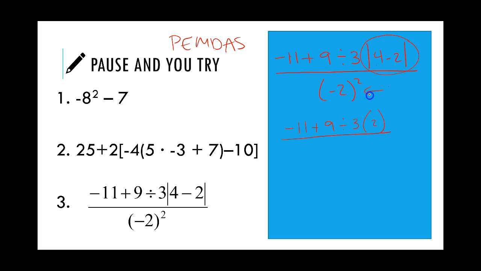The first step in the bottom, notice this has parentheses. Unlike the first one, it didn't. So because there's parentheses, I take everything inside the parentheses twice. So this would be negative 2 times negative 2, which would give you a positive 4.